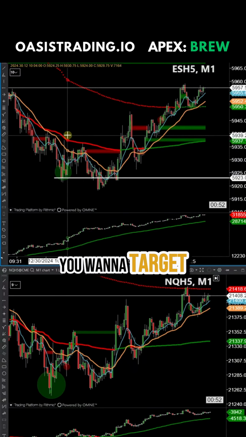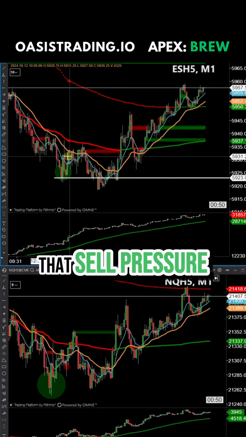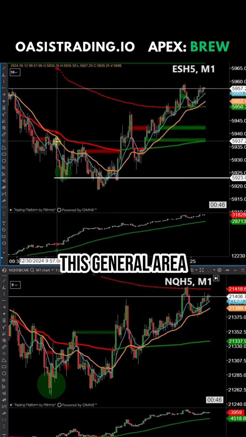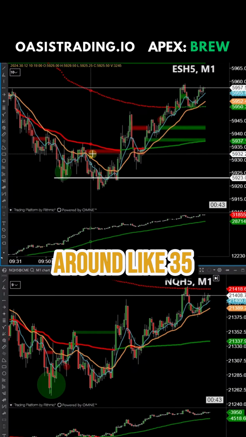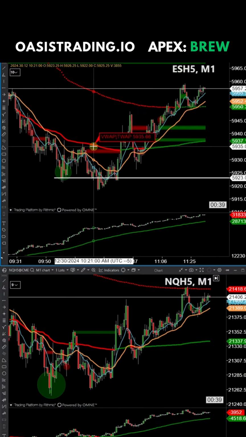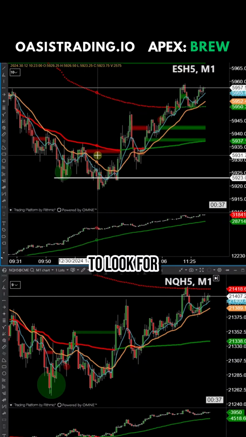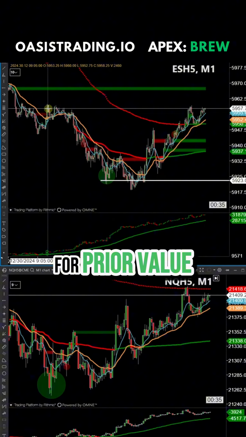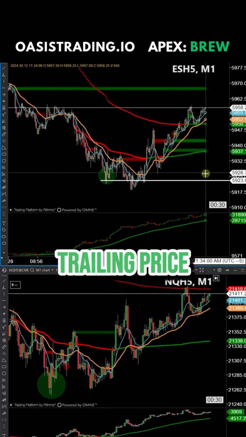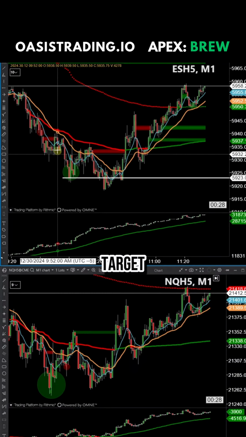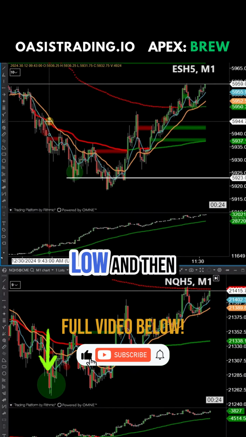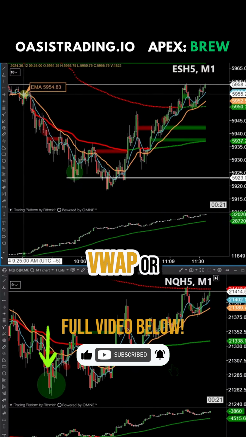So stop loss below that level. And then normally you want to target that sell pressure that created that first low. So somewhere in this general area around like 35, or you could target the high right here around like 34. And then if you want to continue to look for targets, then you would just have to look for prior value levels or VWAP or something that's trailing price, right? So short-term target is always where that sell pressure created that first low, and then you want to look for VWAP or prior value.